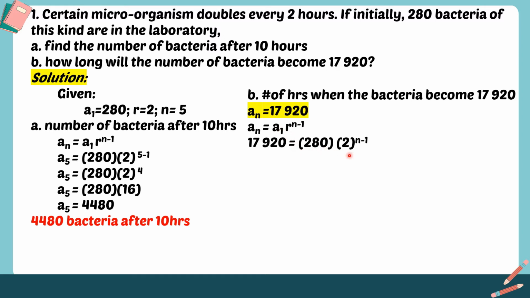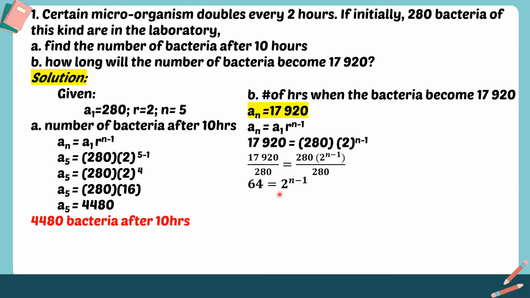And then, simplify. Kailangan matanggal natin itong 280. So, magde-divide both sides tayo by 280. So, makakancel na dito. Magiging 1 na yung 280 over 280. Then, dito naman, madi-divide yung 17,920 sa 280. That is equal to 64. And then, matitira na lang yung 2 raised to n minus 1.